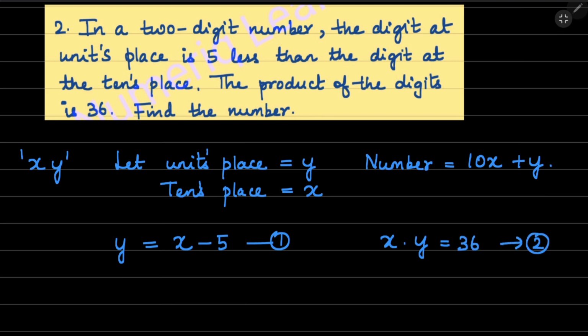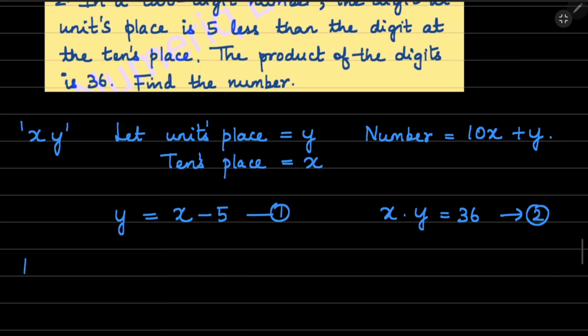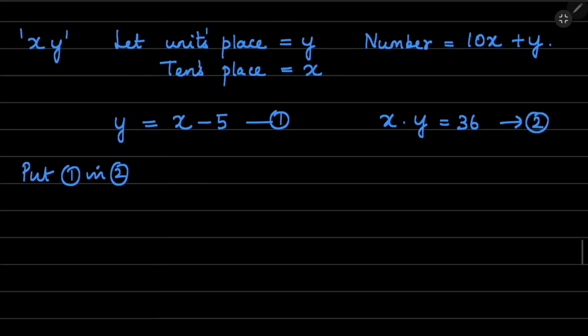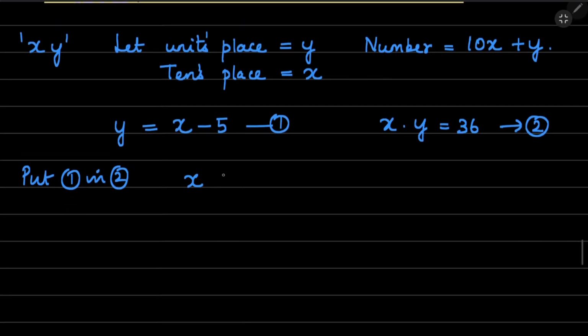We have to solve 1 and 2. What we can do, we can directly put, see, in equation 1 you are expressing y in terms of x. So we can put 1 in equation 2 and you'll be getting a quadratic. So x multiplied in place of y in equation 2, what will I put? I'll write x into x minus 5 equal to 36. So solve it, x square minus 5x. I'll bring 36 to this side, minus 36 equal to 0. So this is a clear quadratic equation.